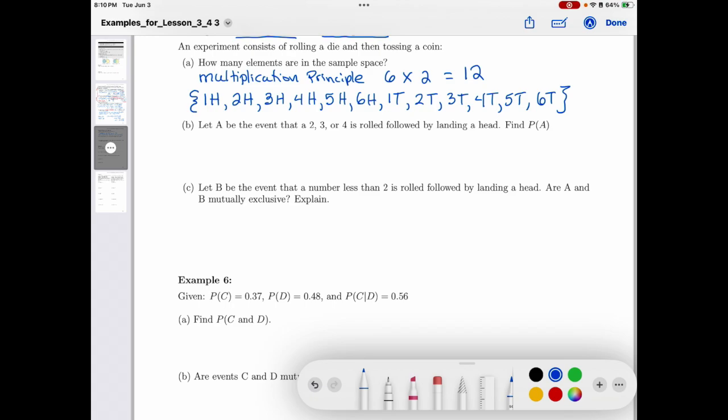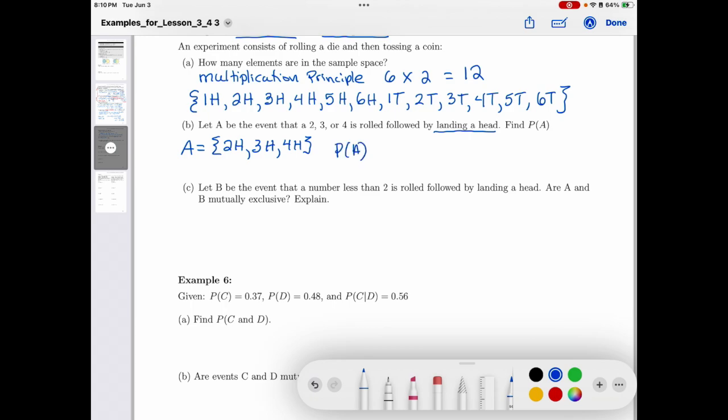In part B, it says, let A be the event that a 2, 3, or 4 is rolled, followed by landing on a head. Find the probability of A. So event A consists of getting a 2, 3, or 4, and then a head. So our options for event A is we could get a 2 and a head, we could get a 3 and a head, or we can get a 4 and then a head.